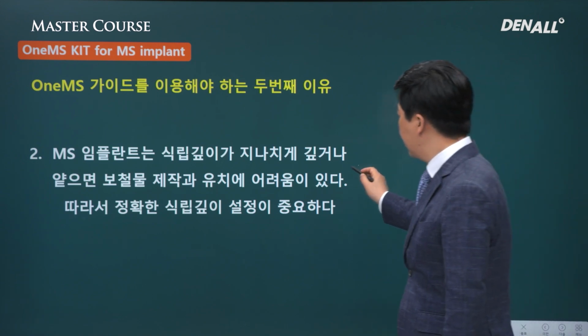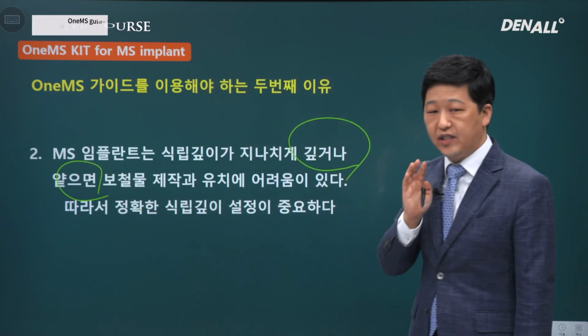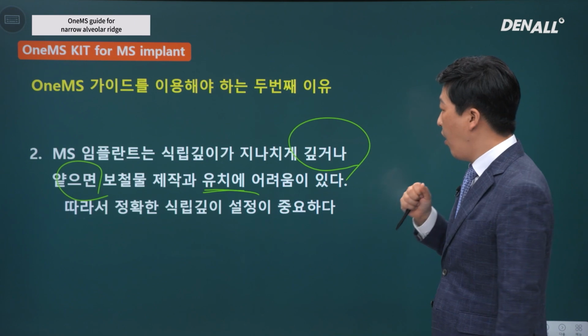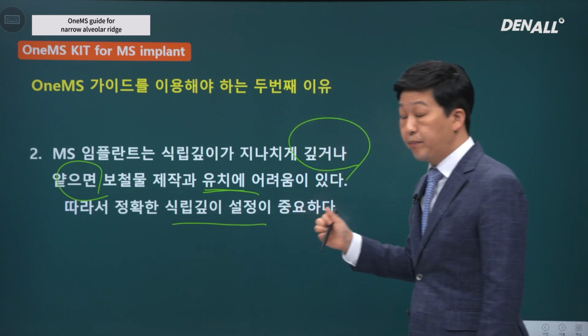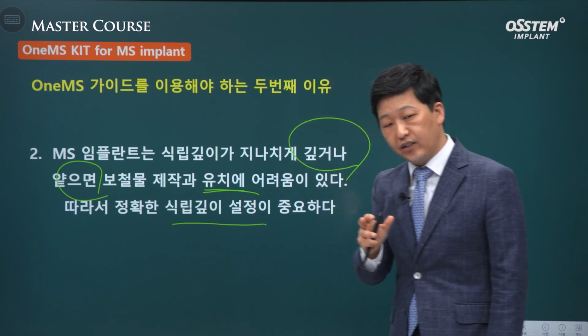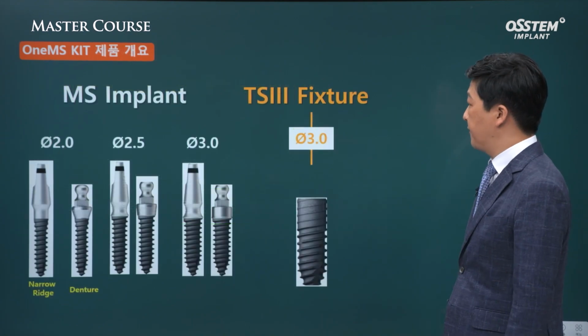If the implant has been placed too deep or too shallow, fabrication and maintenance of prosthesis can be quite difficult. Accurate placement depth is very important here. Hence, you need to use OneMS guide to place the implant in the desired position.